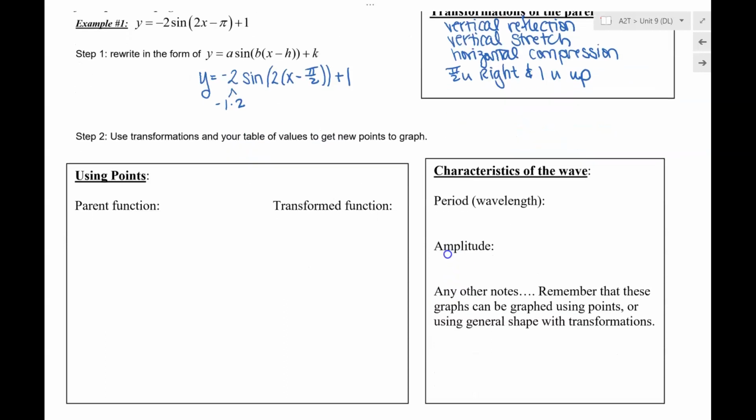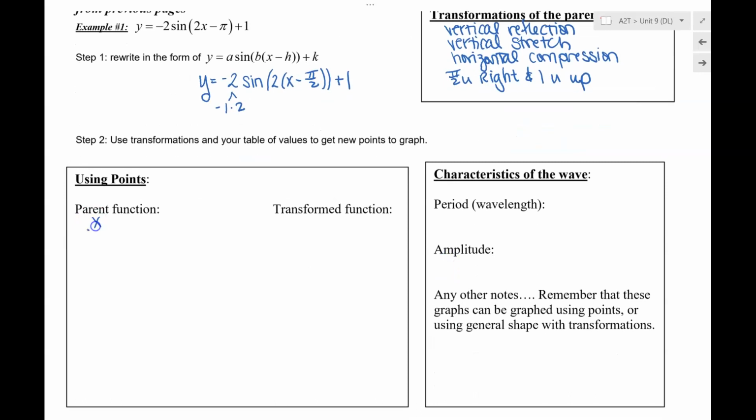All right. Remember our parent function points. x went from 0 to pi over 2 to pi to 3 pi over 2 to 2 pi, just going around the axes on our unit circle. For those of you that took the time to memorize the unit circle as suggested, this won't be hard. Sine of 0 is 0. Sine of pi over 2 is 1. Sine of pi is 0. Sine of 3 pi over 2 is -1. And then sine of 2 pi is 0.